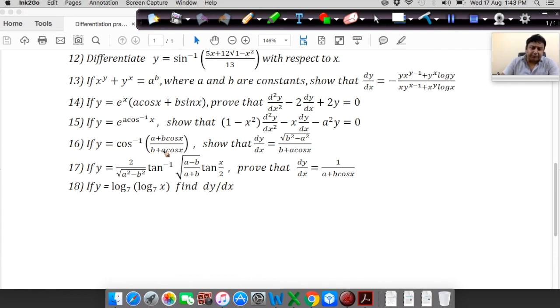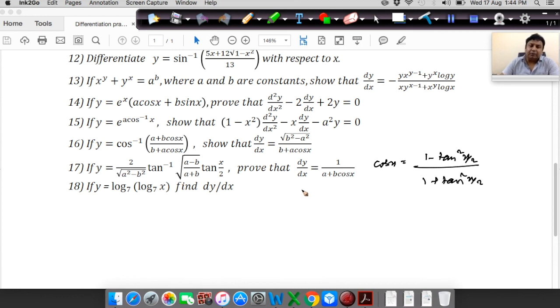16th, plus plus tells you that there is no trick. Simply differentiate and you will get this result. Simply differentiate, carry on. 17th, same thing. There is no trick associated. Simply differentiate and you will get the result directly. Only thing that you have to know is the formula of cos x, which is 1 minus tan square x by 2 upon 1 plus tan square x by 2. Maybe this will be used. So just differentiate and get it.